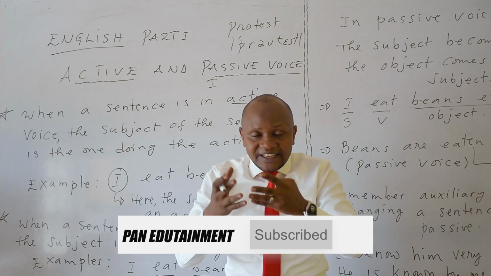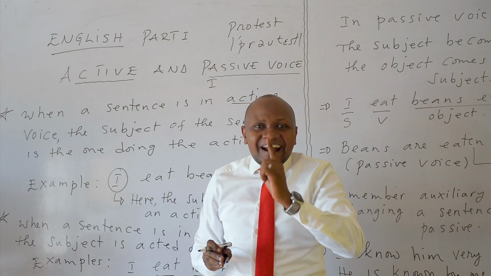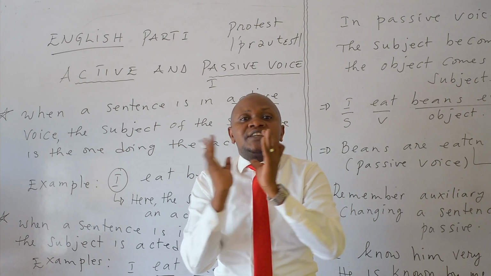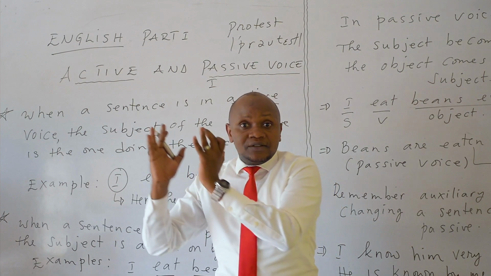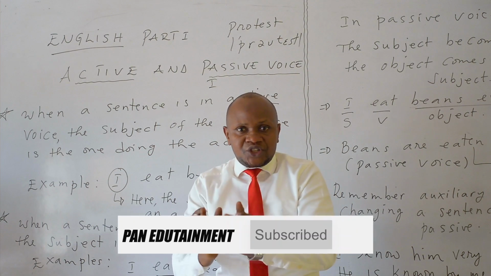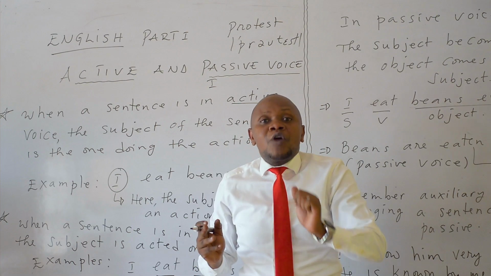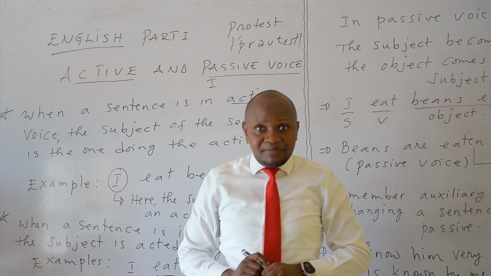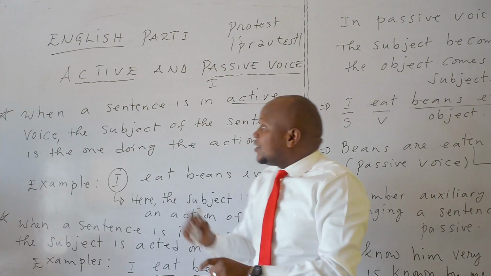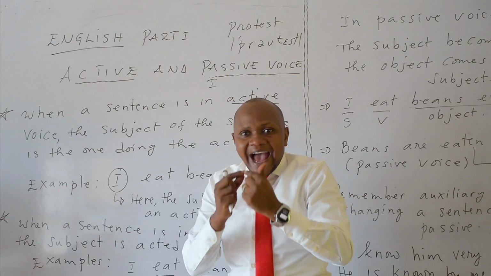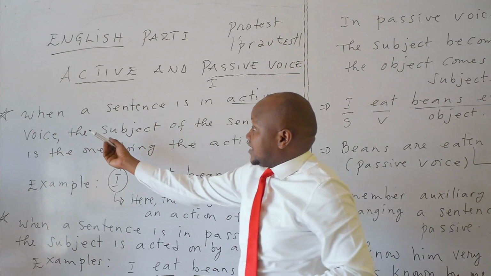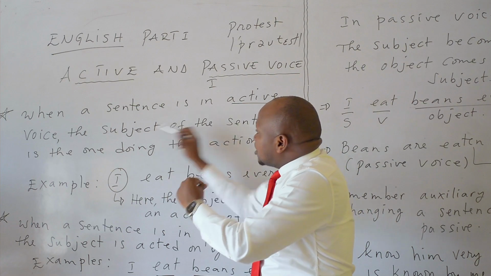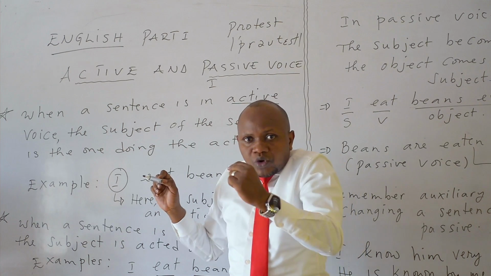Active voice, I. But when I say sweet potatoes are eaten by me every day, the place of I is taken by sweet potatoes. I eat sweet potatoes every week. Then if I want to say it in passive, I will say, sweet potatoes are eaten by me every week. Which means that when I say I eat sweet potatoes every week, that I is the one doing the action. That is active. That's why here we say when a sentence is in active voice, the subject of the sentence is the one doing the action.